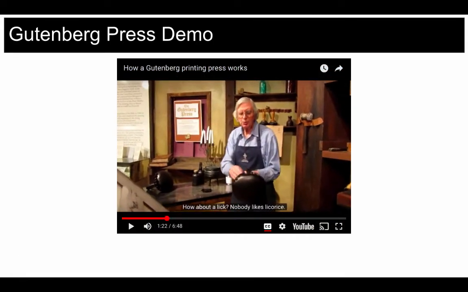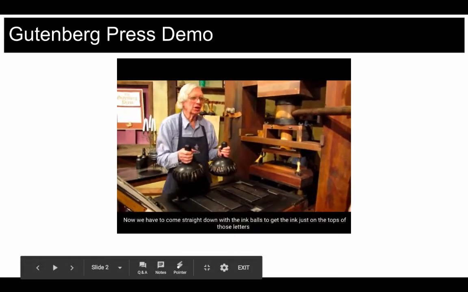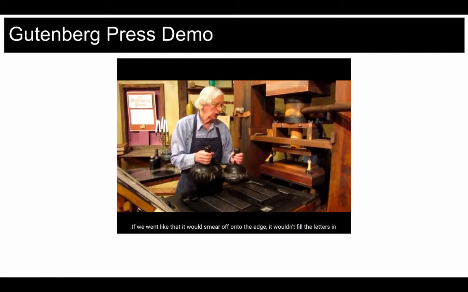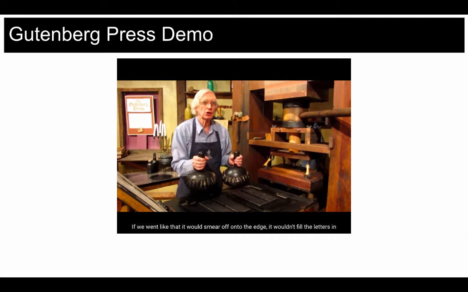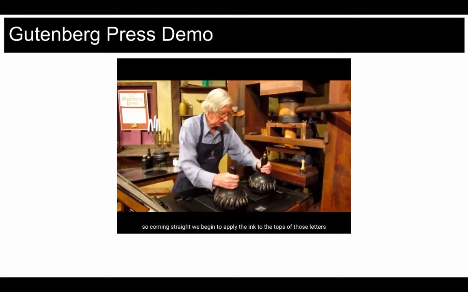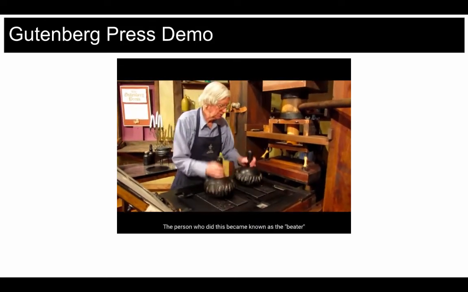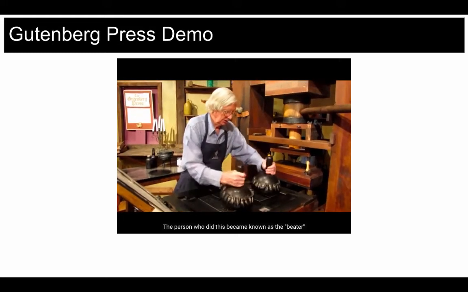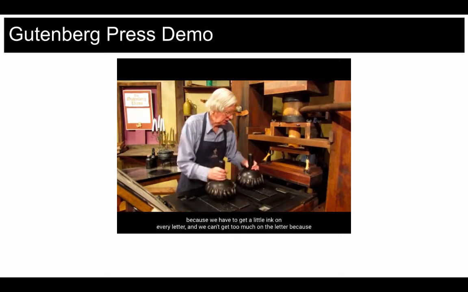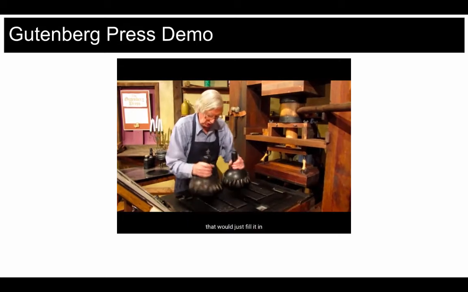Now we have to come straight down with the ink balls to get the ink just on the tops of those letters. If we went like that, it would smear off onto the edges and wouldn't fill the letters in. So coming straight down, you begin to apply the ink to the tops of those letters. The person that did this became known as the beater. And of course, it took a little practice and skill to do this, because we have to get a little ink on every letter, and we can't get too much on a letter because that would just fill it in.